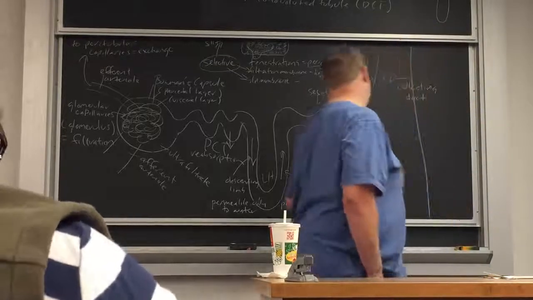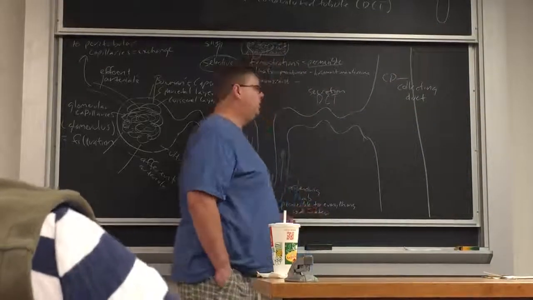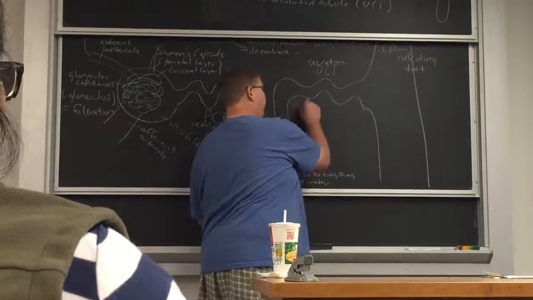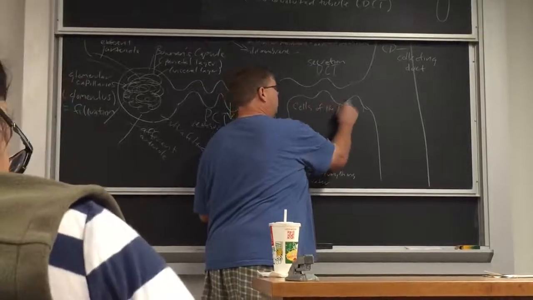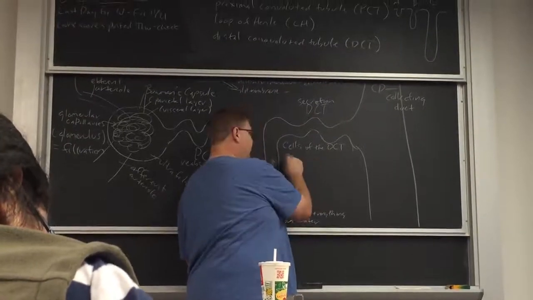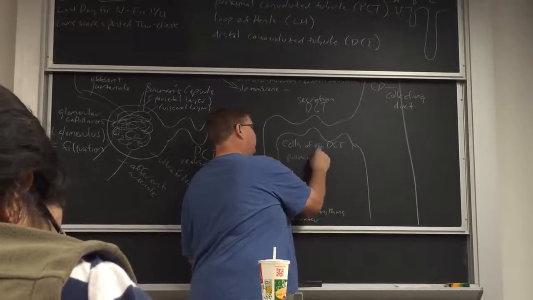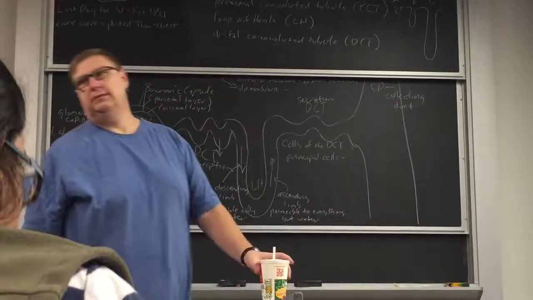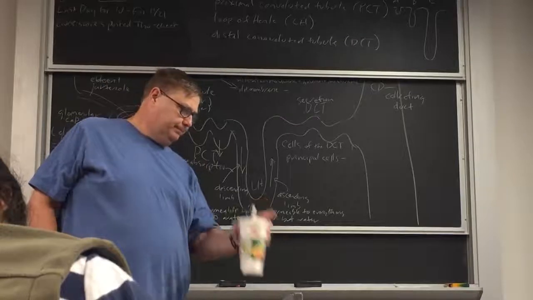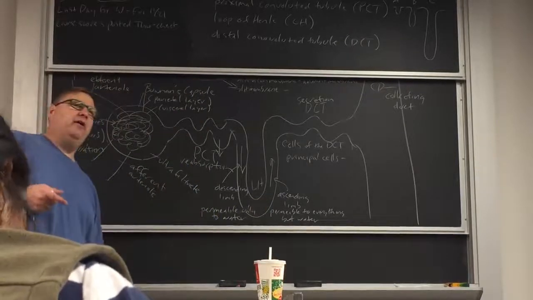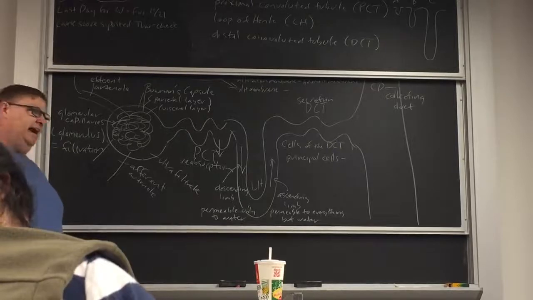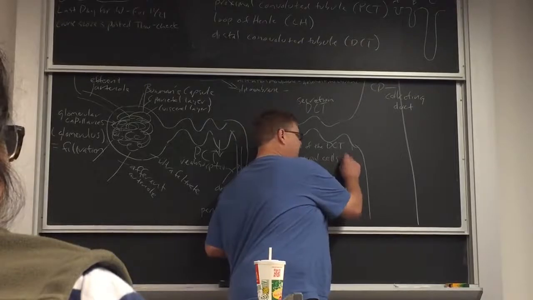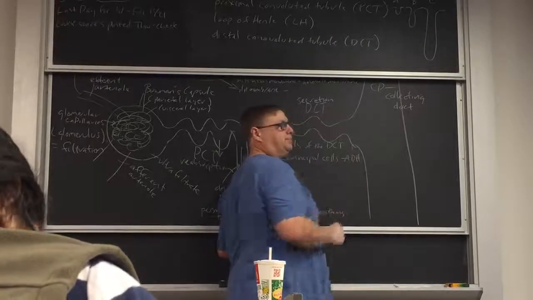A couple last things here. In the distal convoluted tubule, we have a couple important cells. Okay? So we're going to put them under the heading of cells of the DCT. The first type of cell to worry about are called principal cells, like principal of a school. Principal cells are very important in terms of how things work. We haven't talked about it yet, but we have a hormone called antidiuretic hormone, or ADH, and they're sensitive to ADH.